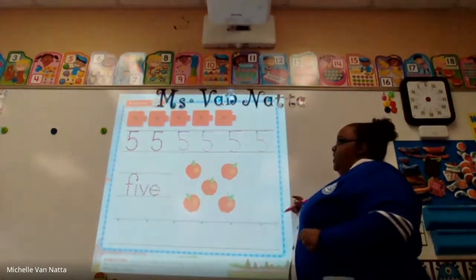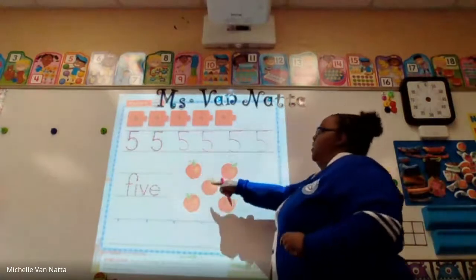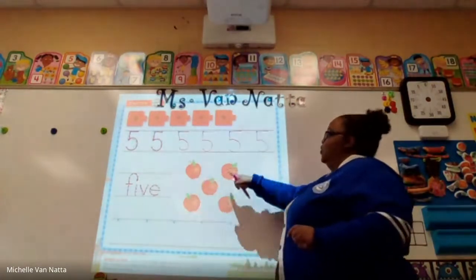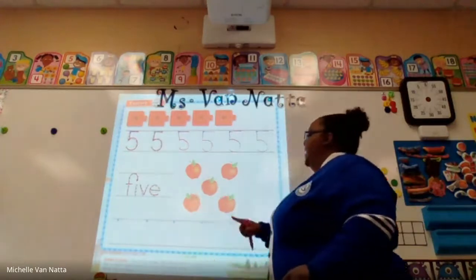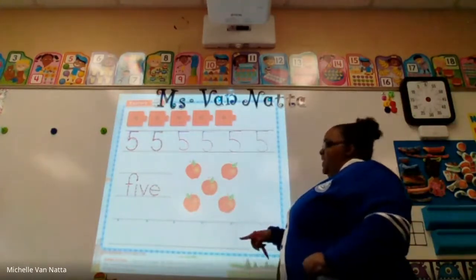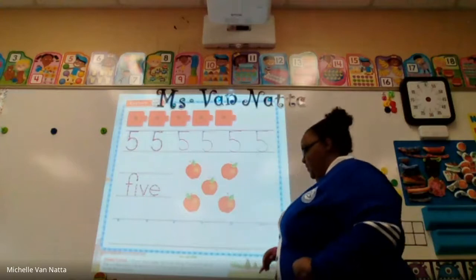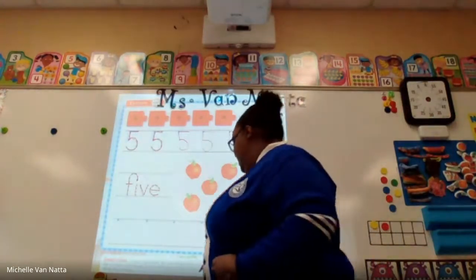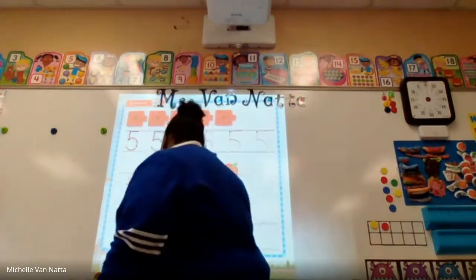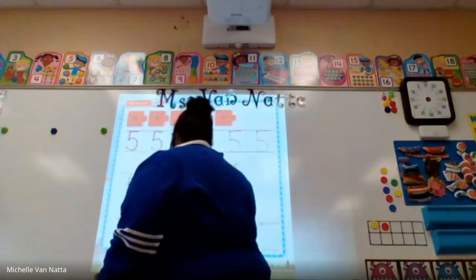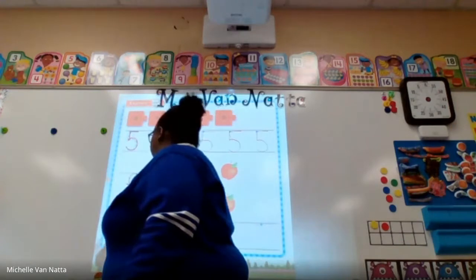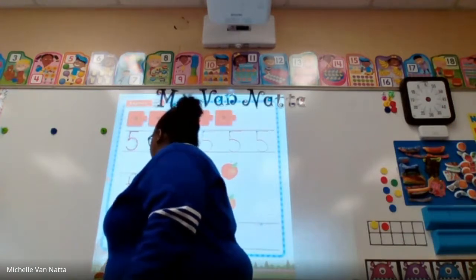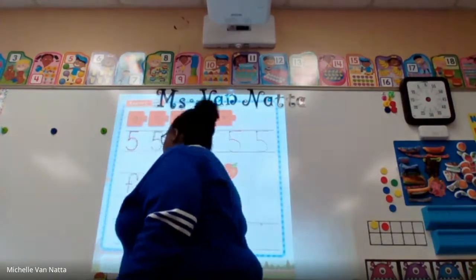Now we're going to come here. You can count your apples. 1, 2, 3, 4, and 5. Let's start here. Write 5 again. We're going to go over, down, all around.